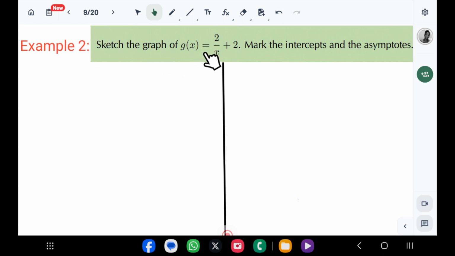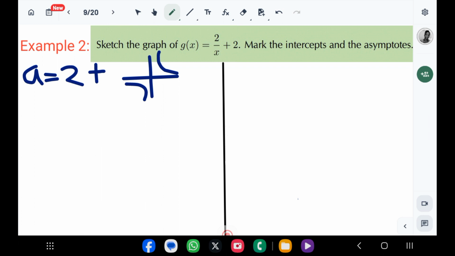It says sketch the graph of g of x equals 2 over x plus 2. Mark the intercepts and the asymptotes. Let's first figure out what our a is. Once you work out your a, it makes everything easier to work with. Our a equals 2 in this case, which is positive, meaning that our graph will be on the first and third quadrant.